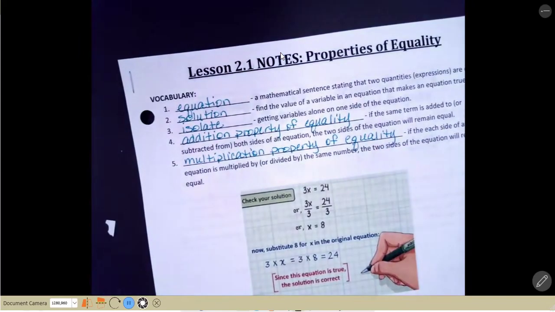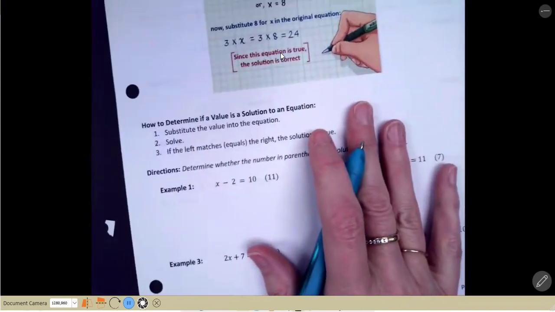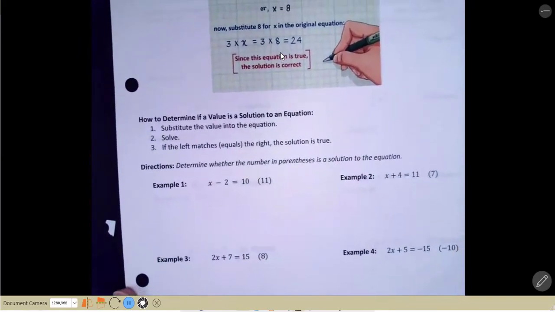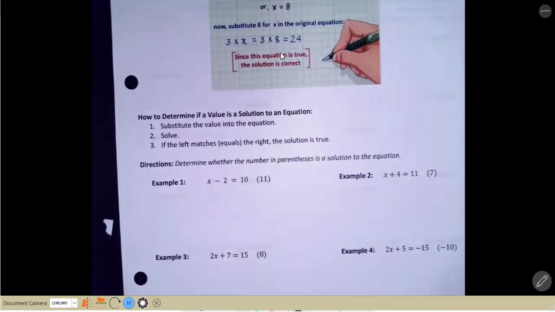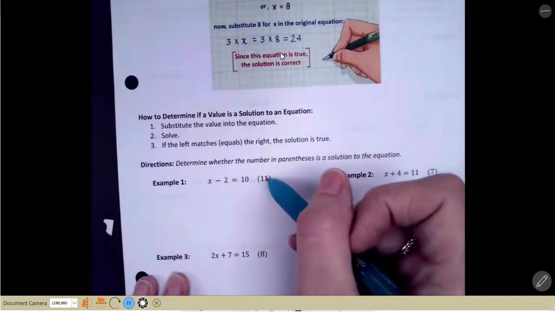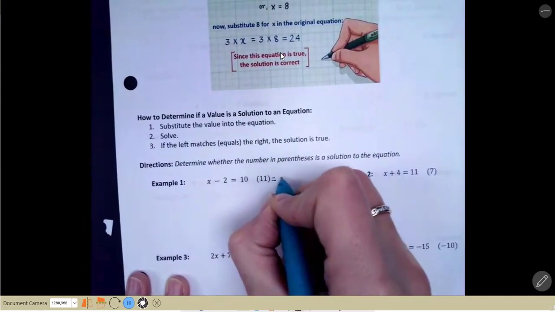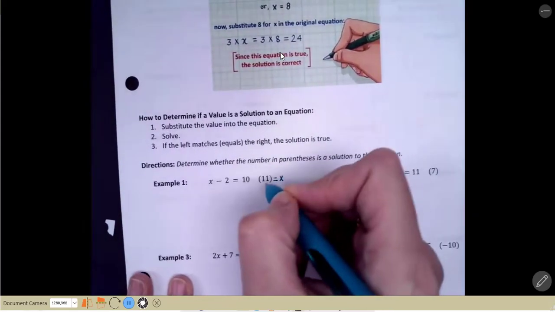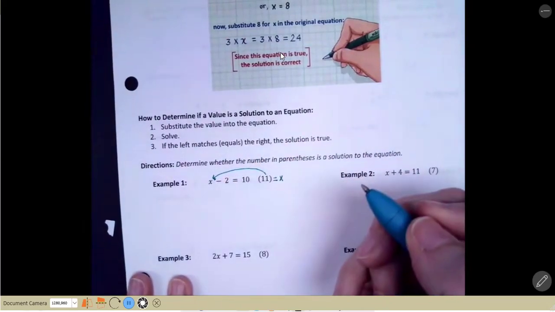I know you guys did this last year. We're going to start off by checking to see if a solution will make your equation true. And you can use this at any time. A lot of students don't like to check. That's fine as well. But what you can do is if you get to an answer where you get x equals 11, you could plug that 11 back into the equation where x is and solve.